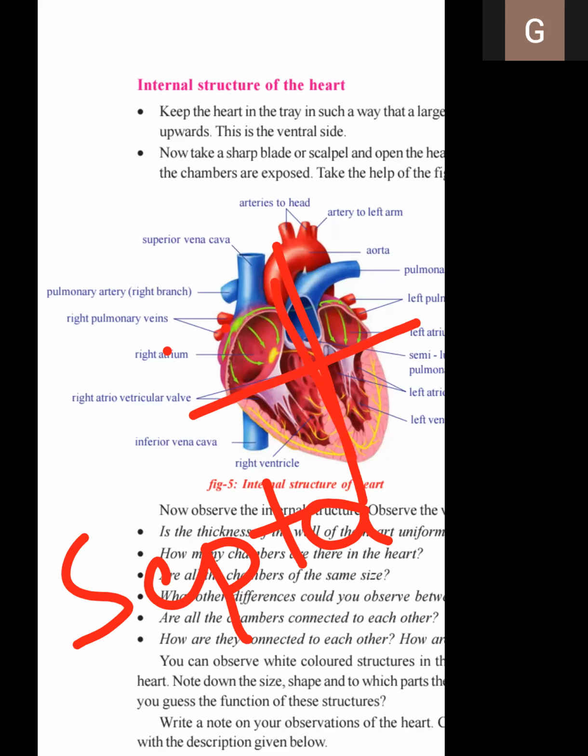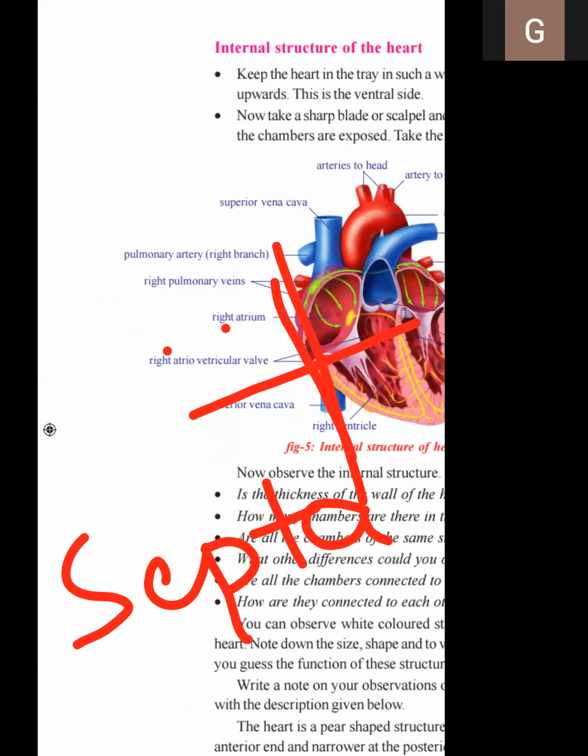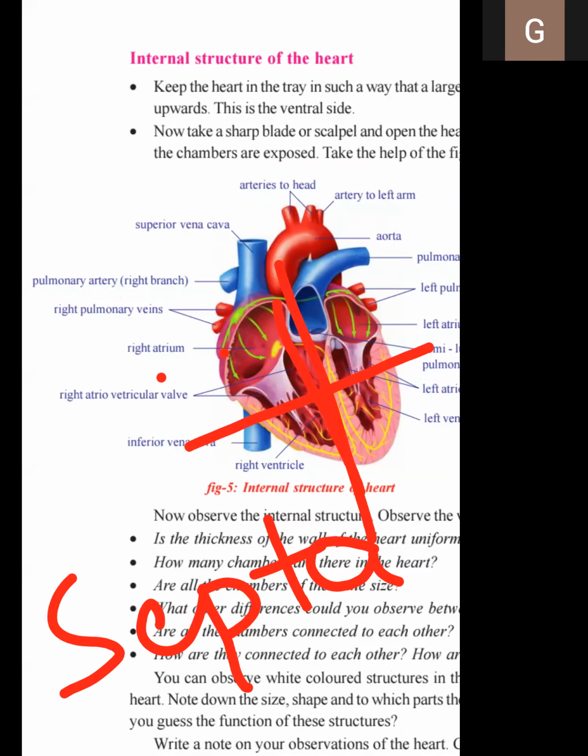Okay, then the right atrium and right ventricle, the left atrium and the left ventricle are separated, or guarded, by valves. This you keep in mind.